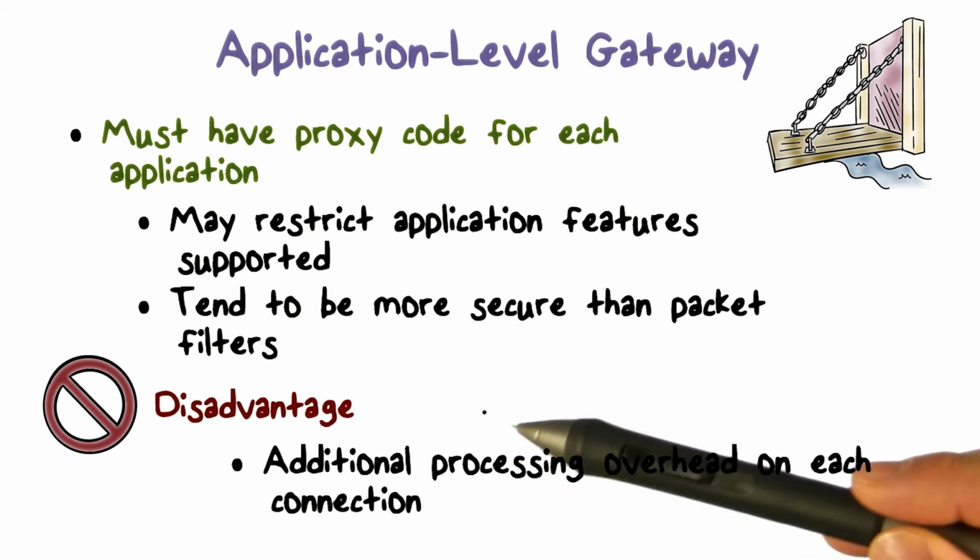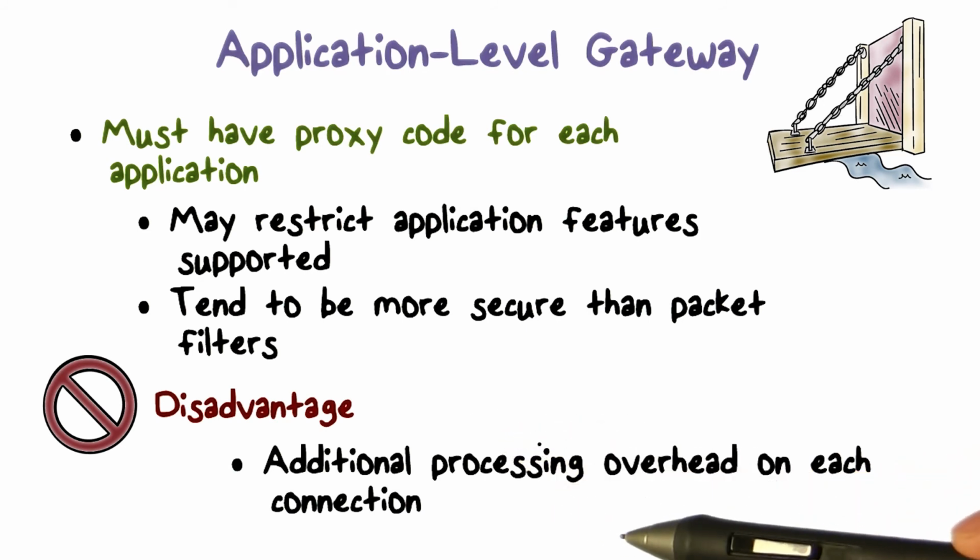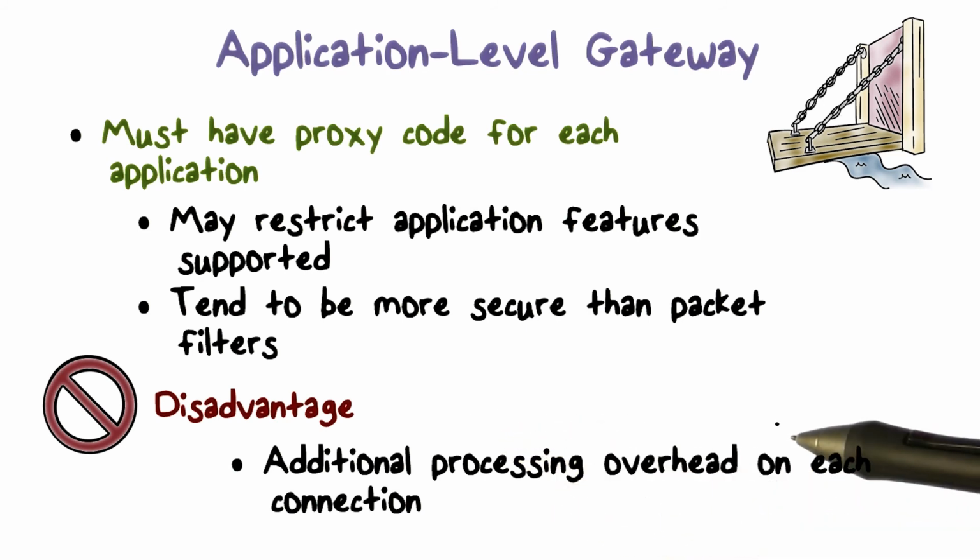On the other hand, application-level gateway does incur additional overhead. This is easy to see because each connection from the user to the external server is actually spliced into two connections. One is from the user to the gateway, and the other one is from the gateway to the external server. And the gateway must examine and forward all traffic in both directions.